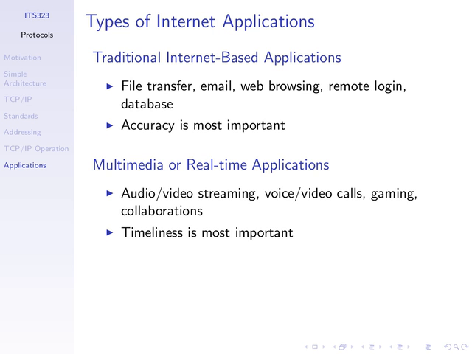Remember our three measures of effectiveness? Delivery. We want to make sure that the data is delivered to the correct destination. That applies for both sets. Accuracy, make sure that data is delivered 100% accurate. That's more important with these applications. Timeliness, make sure the data is delivered within some reasonable time. That's more important here.